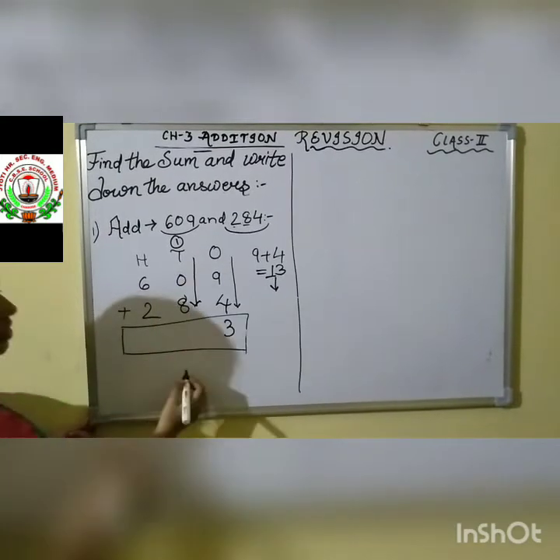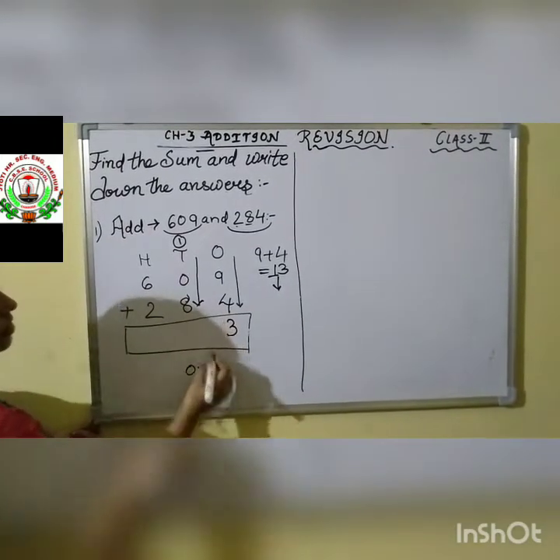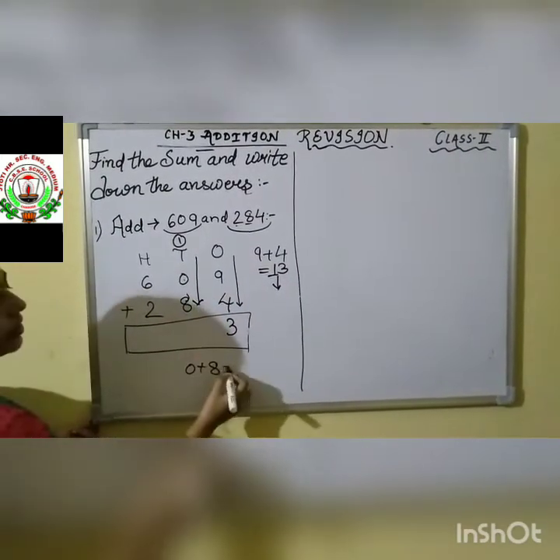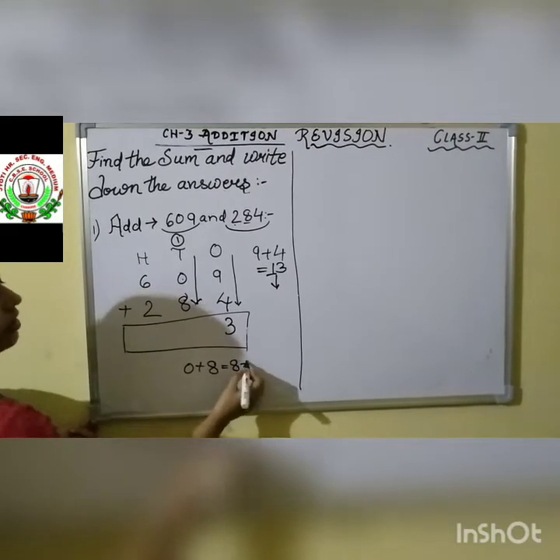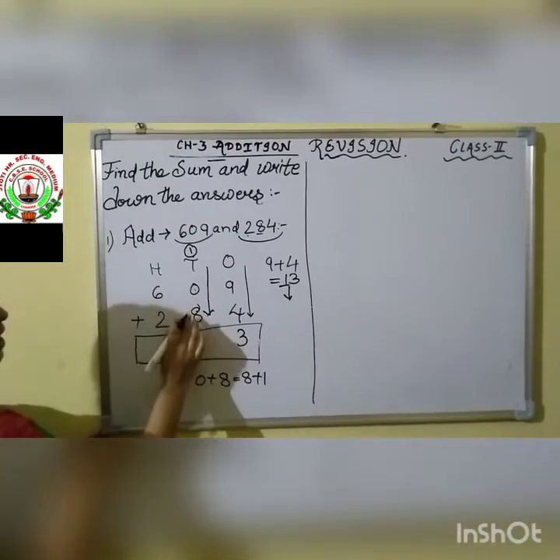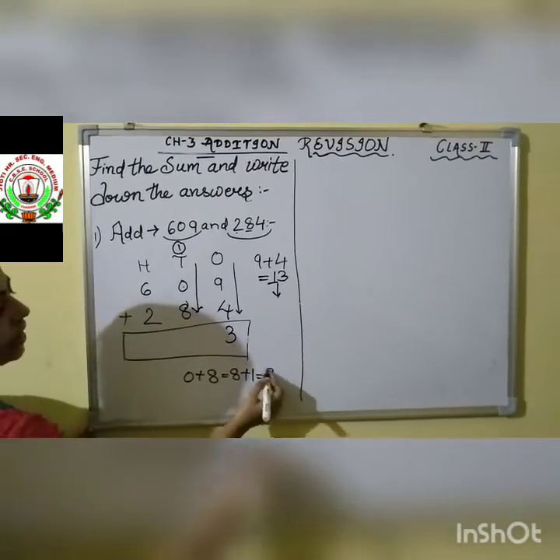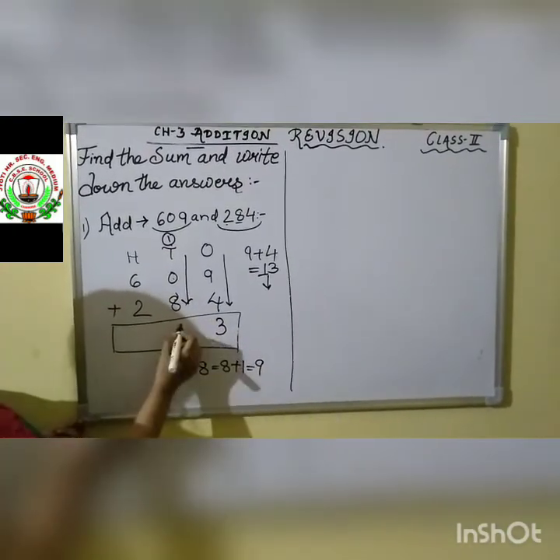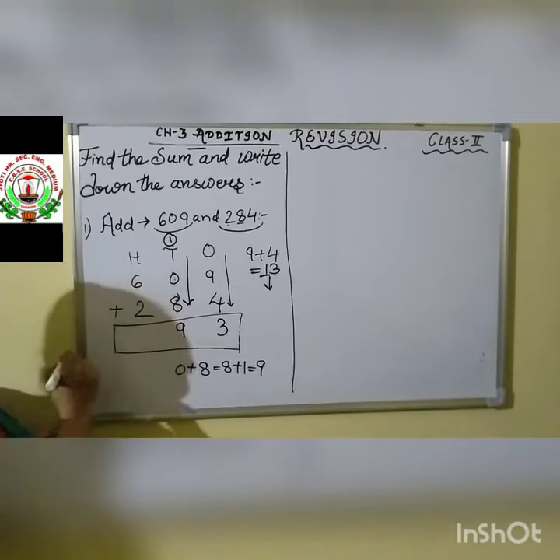Then we will do the tens place. Tens place: 0 plus 8. We have 0 and 8. 0 plus 8 is easy. 8. Then already 1 is carried over here. So we will add it to the answer 8. So the new result is 9. Our answer for the tens column is 9.